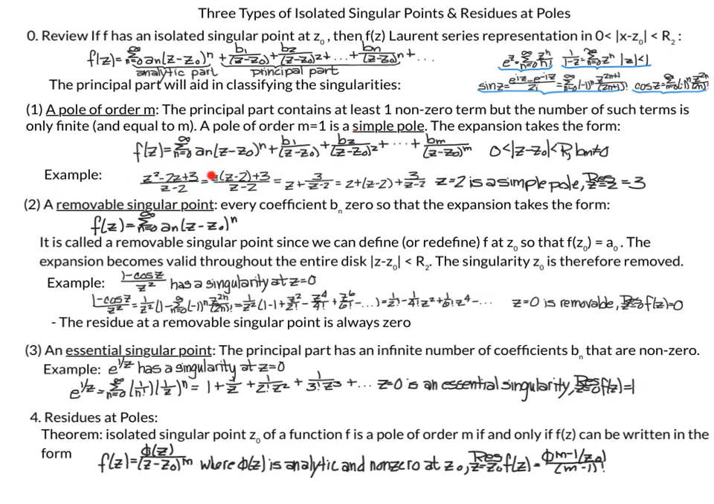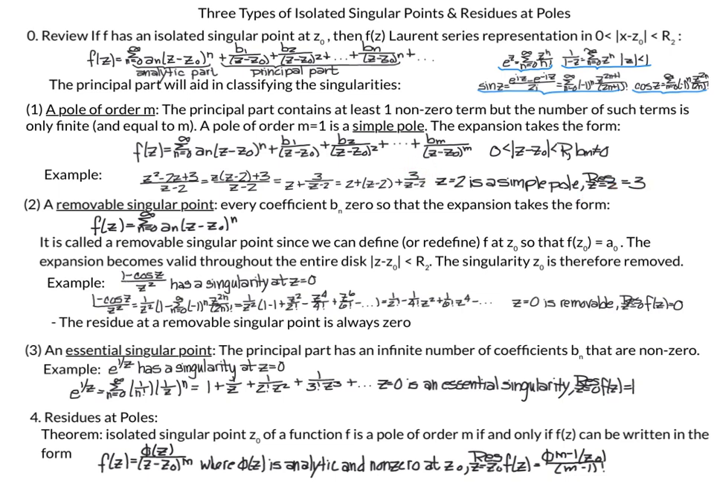We have this example of a simple pole where we have a function. We take the Laurent series expansion, and we see the Laurent series expansion has 1, 2, 3 terms, and only one term in the principal part. The coefficient on this is m equal to 1, so we have z equals 2 is a simple pole where m is equal to 1, and the residue at z equals 2 is equal to 3.